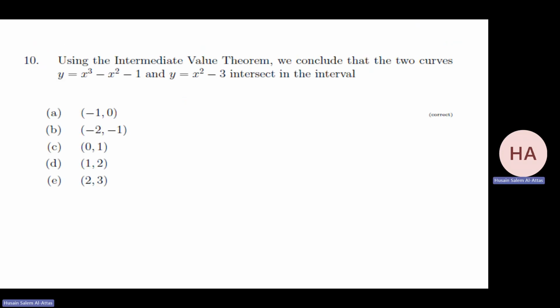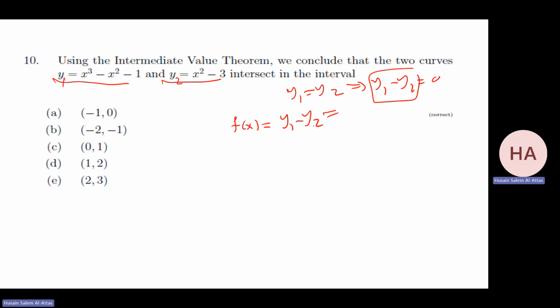Using the intermediate value theorem, because the two curves intersect. What's the meaning of y1 and y2 intersecting? They are equal to each other. So what will be my function? y1 minus y2, which I make equal to 0. So this will be my function: x cubed minus x squared minus 1 minus y2, which is minus x squared plus 3. So that will be x cubed minus 2x squared plus 2. So this is my function.